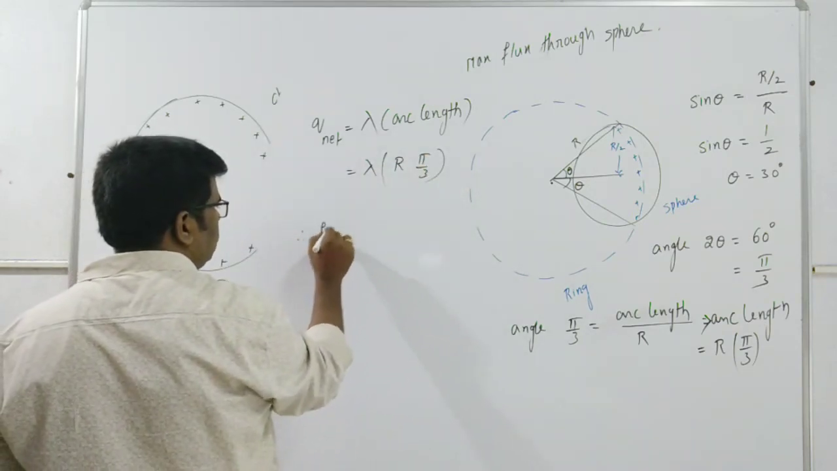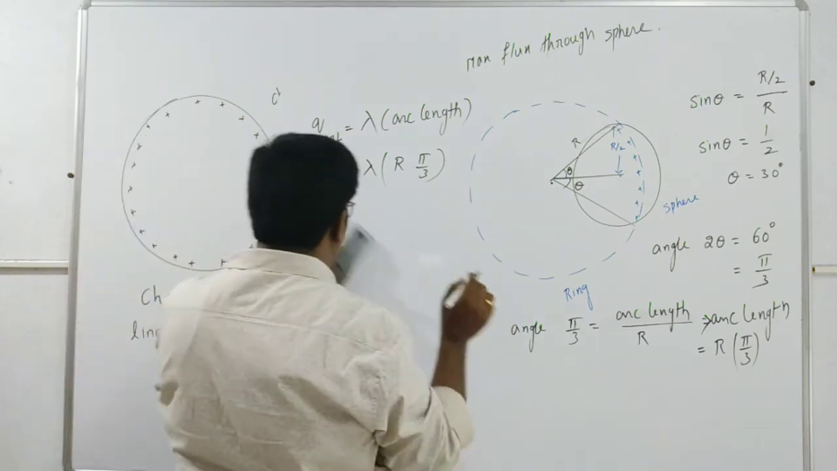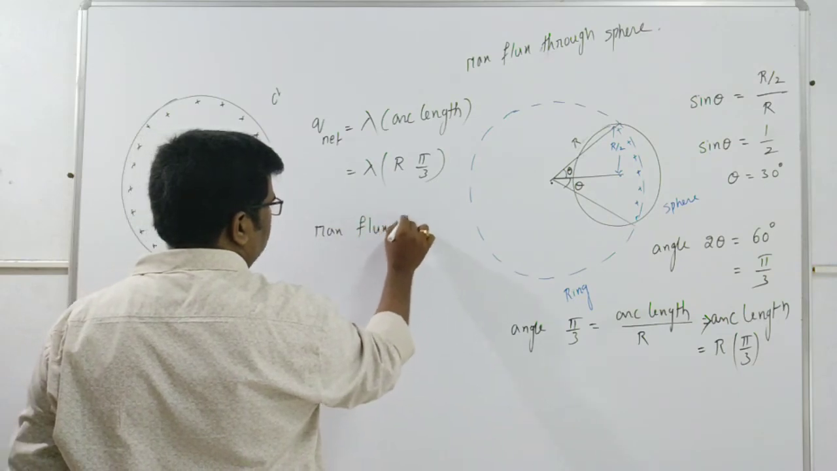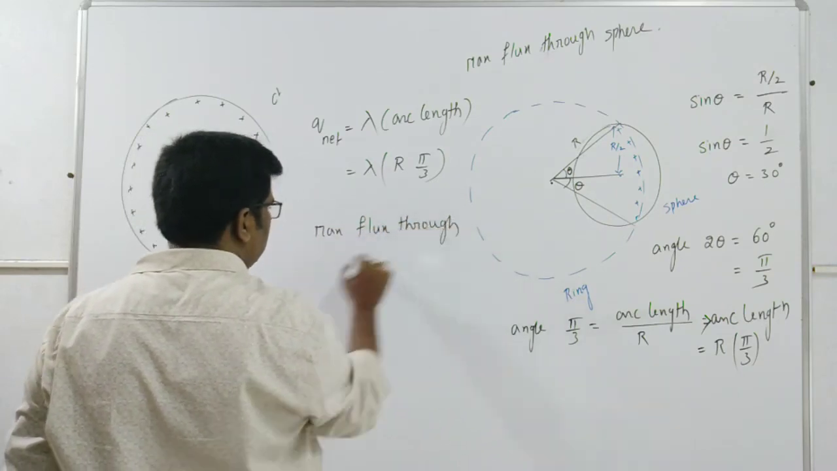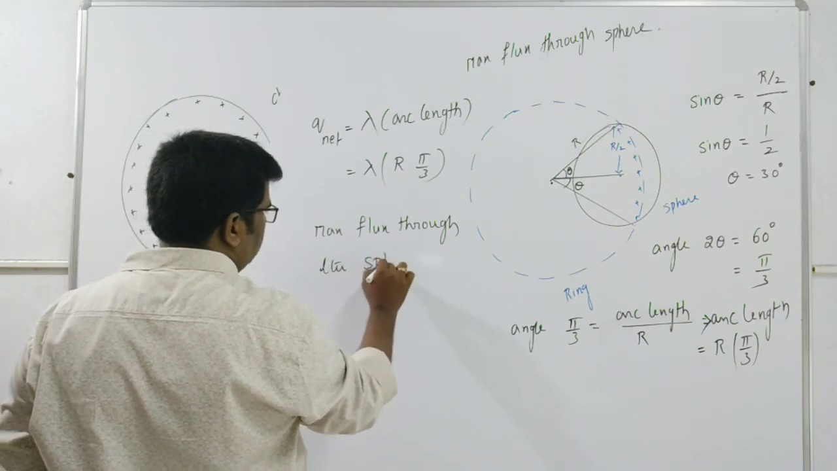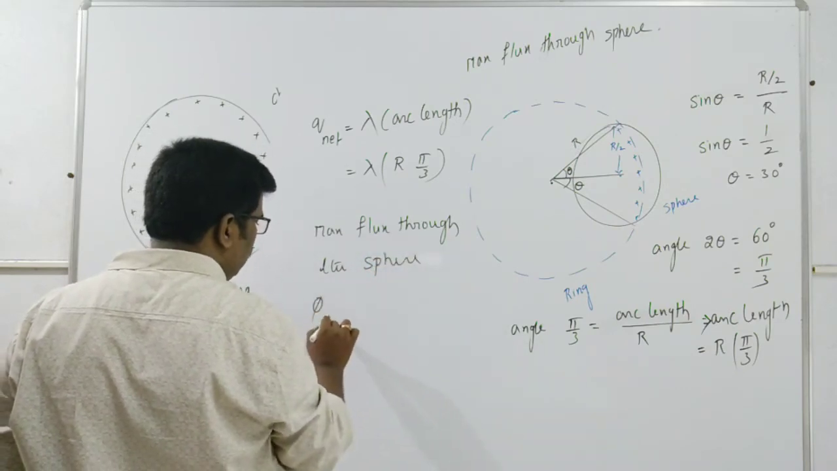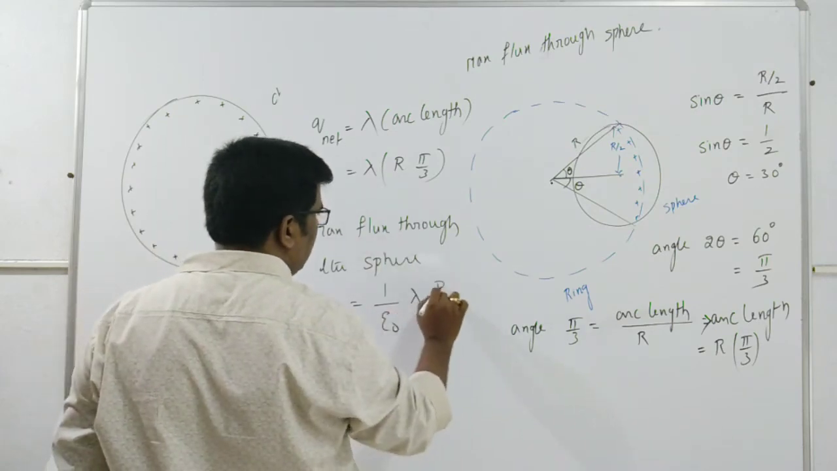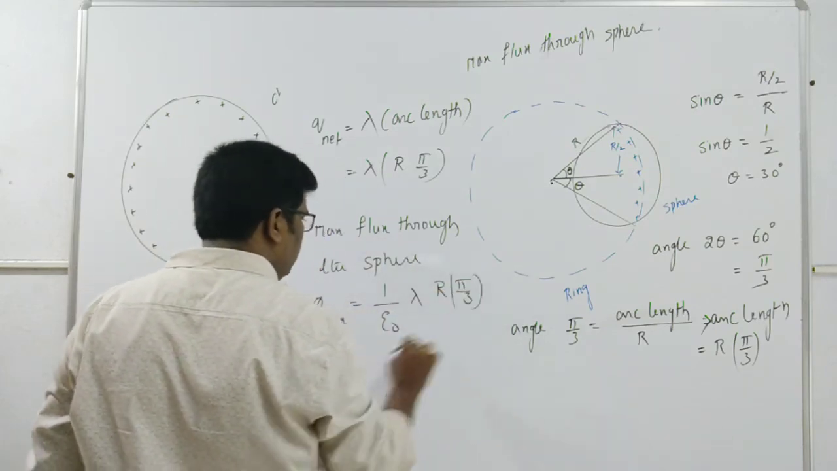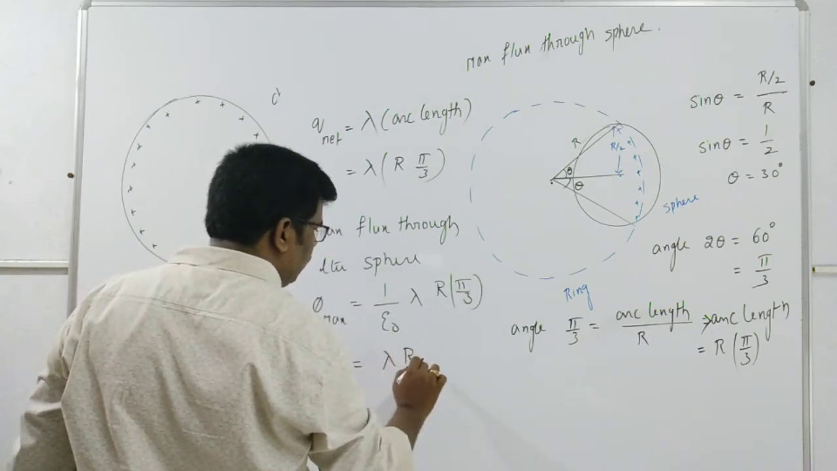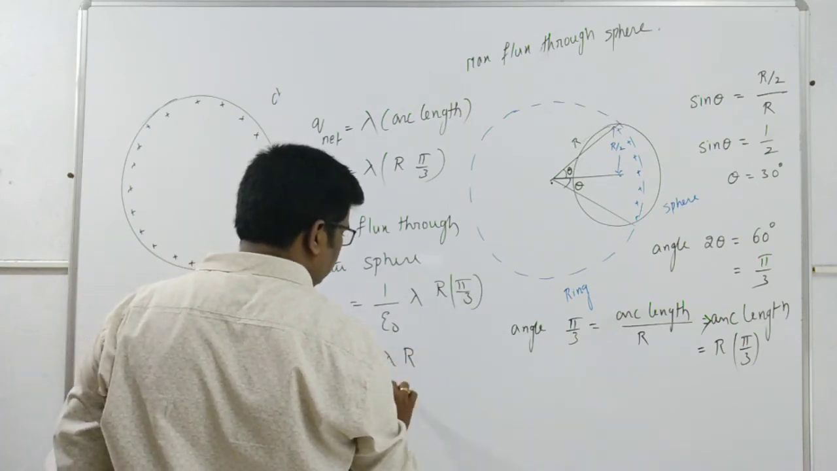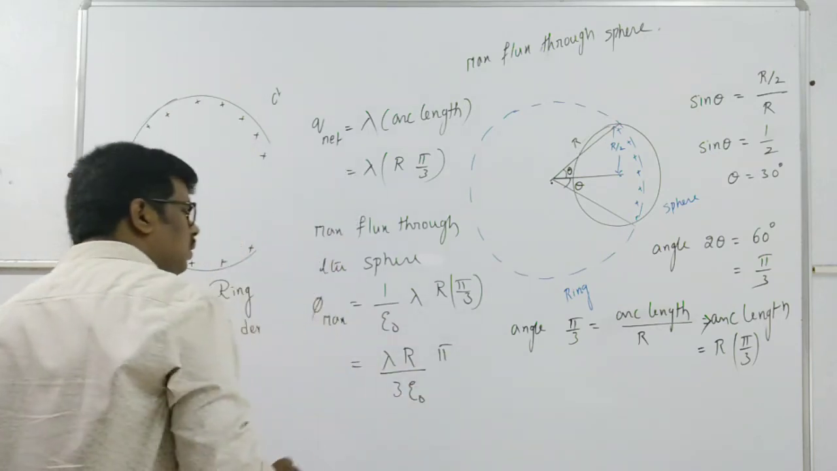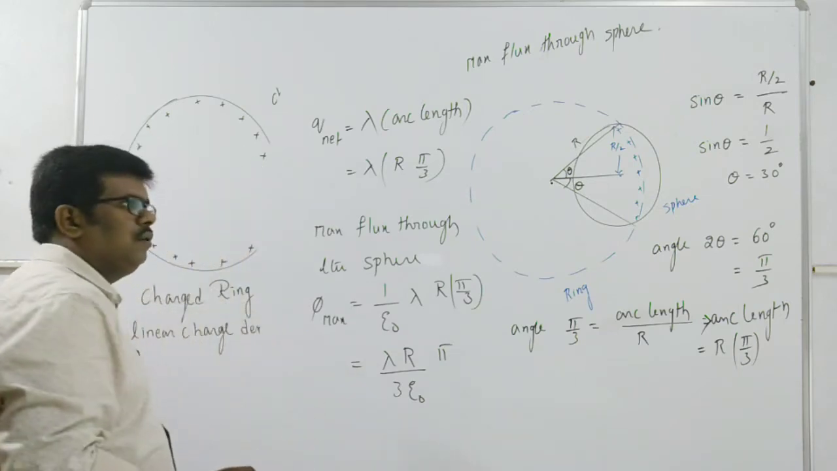Therefore the flux, so this is the maximum flux, that is why I am writing maximum flux through the sphere. We can write phi max equal to 1 by epsilon naught times the net charge, that is lambda into r pi by 3. So we can rewrite that as lambda r into pi by 3 epsilon naught. So this is the maximum flux through it.